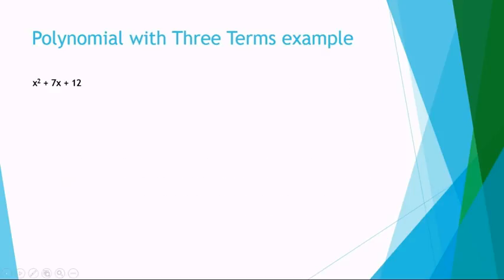So here's the polynomial. I have 3 terms, and it's already in descending order, the degrees, so this is degree 2, degree 1, and degree 0. So it's in descending order, and my leading coefficient is 1. So I can use the conventional method.